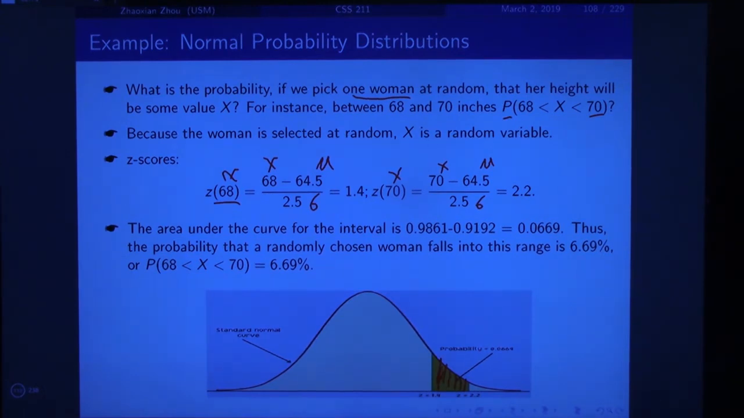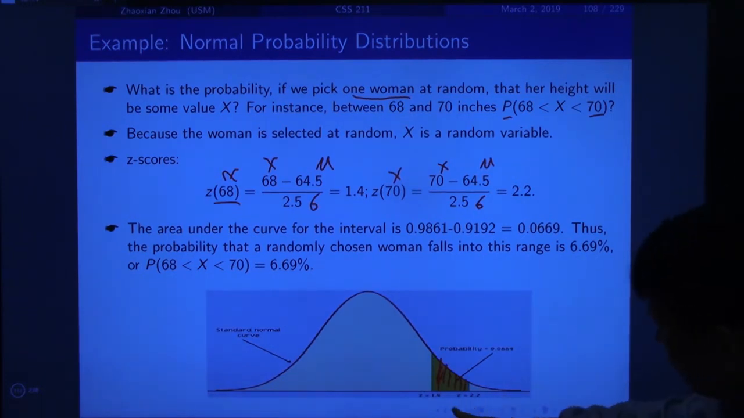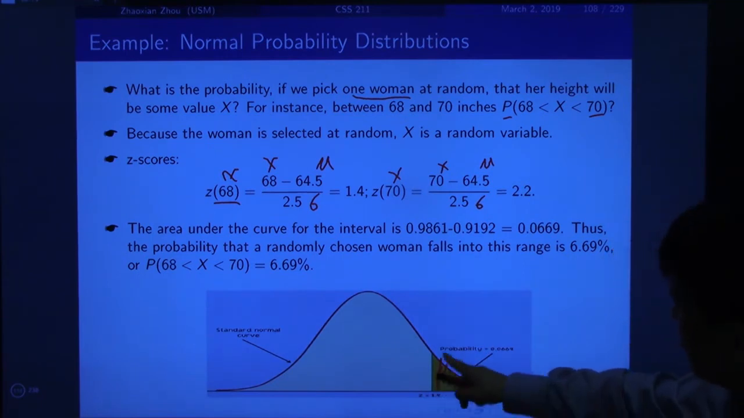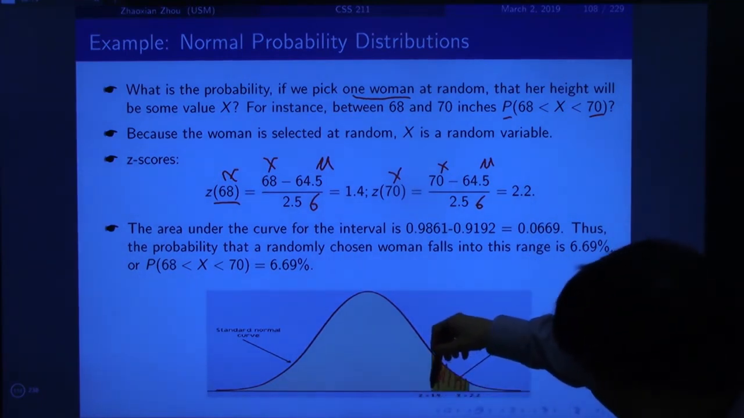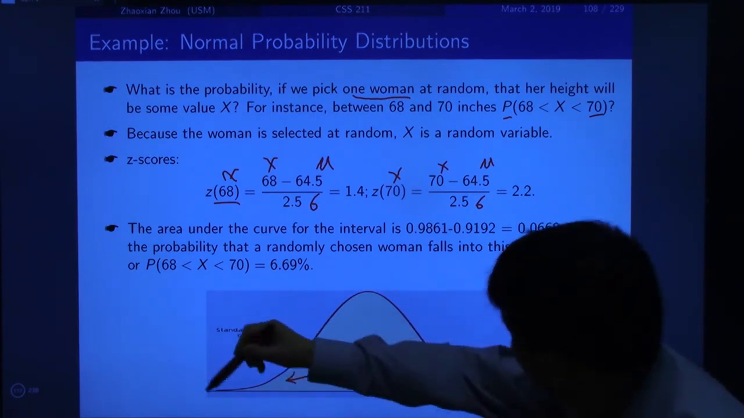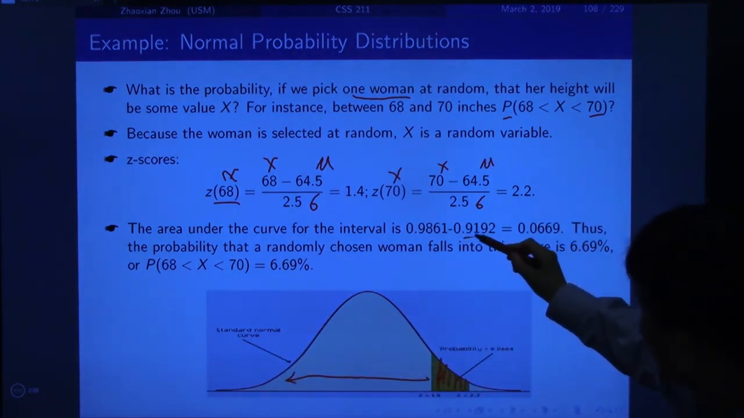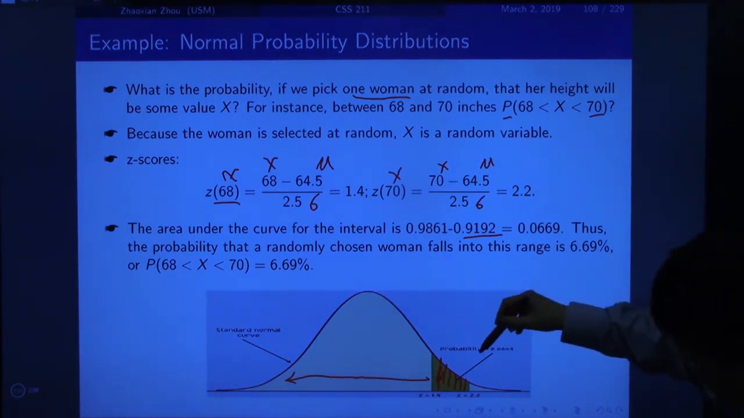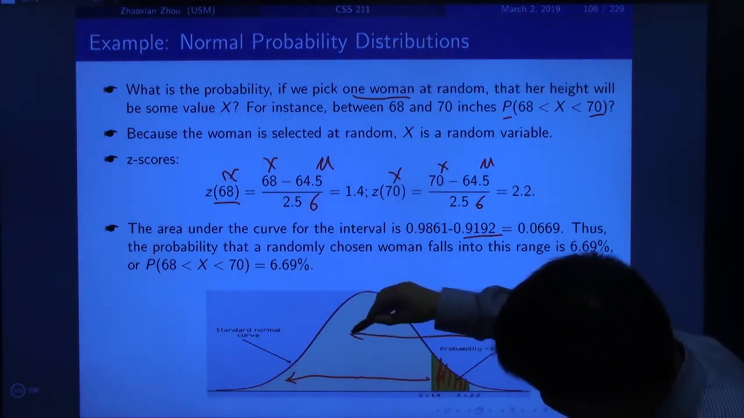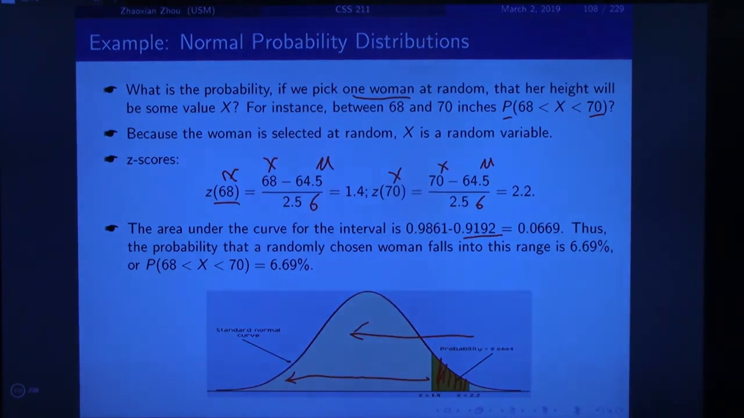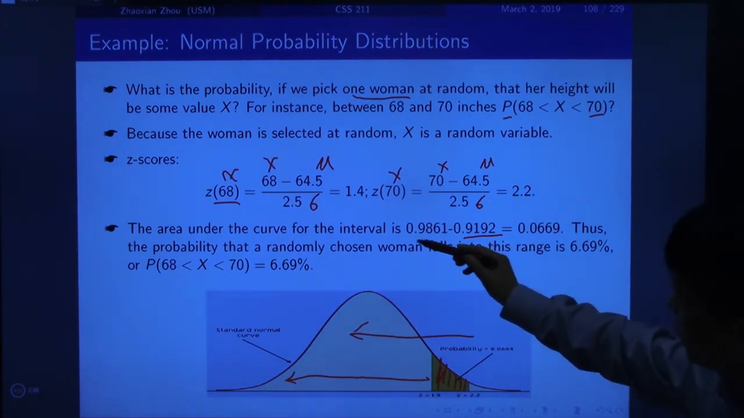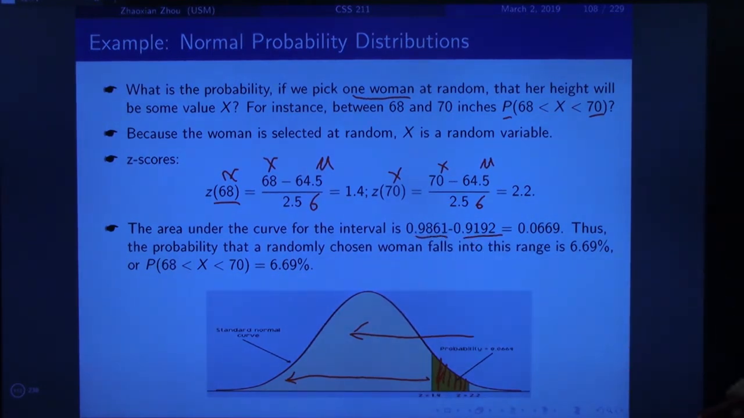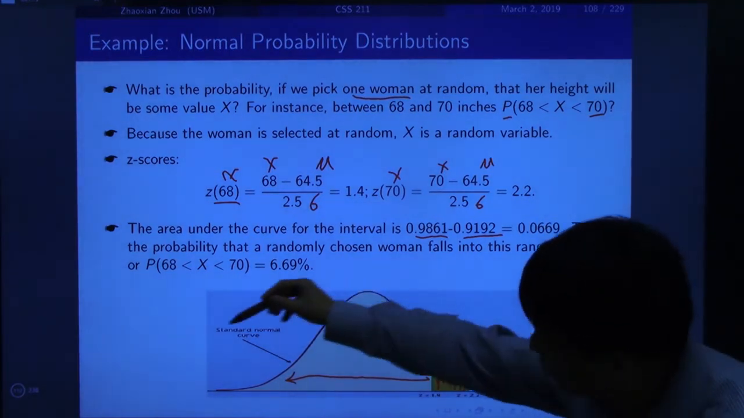Now you should be very familiar with how to do this. We use Table A. Table A for z equals 1.4 gives us the area from here all the way to the left, and that area equals 91.92. Then for z equals 2.2, you look up Table A, and we found that number equals 98.61, which gives us the area from here all the way to the left.